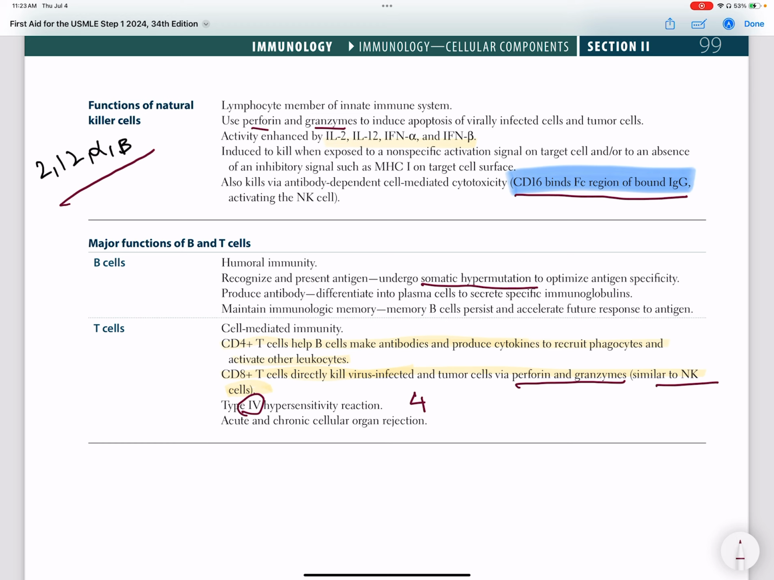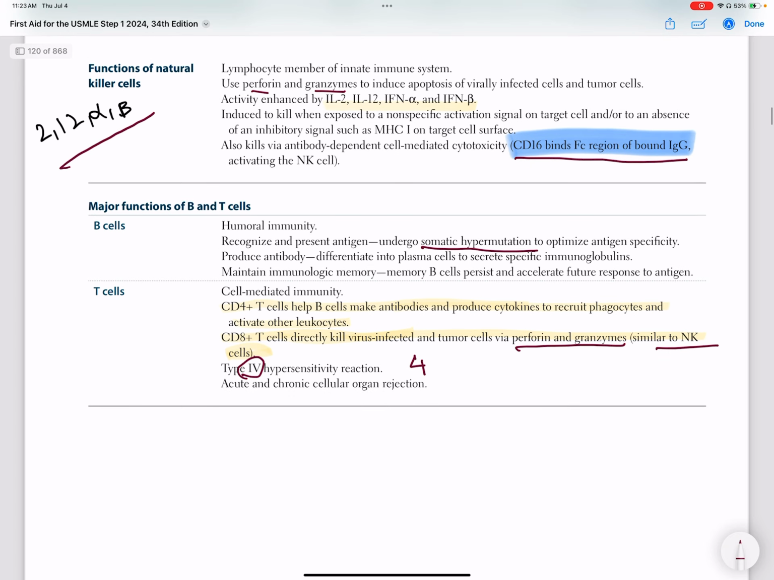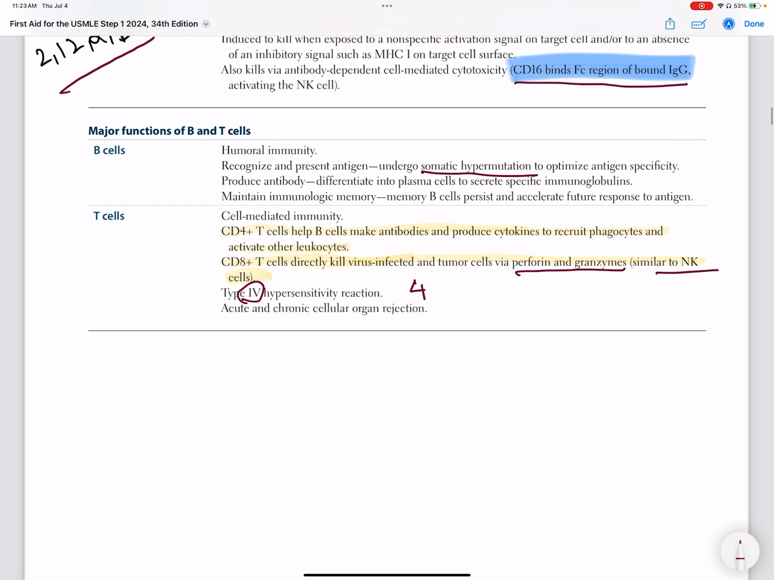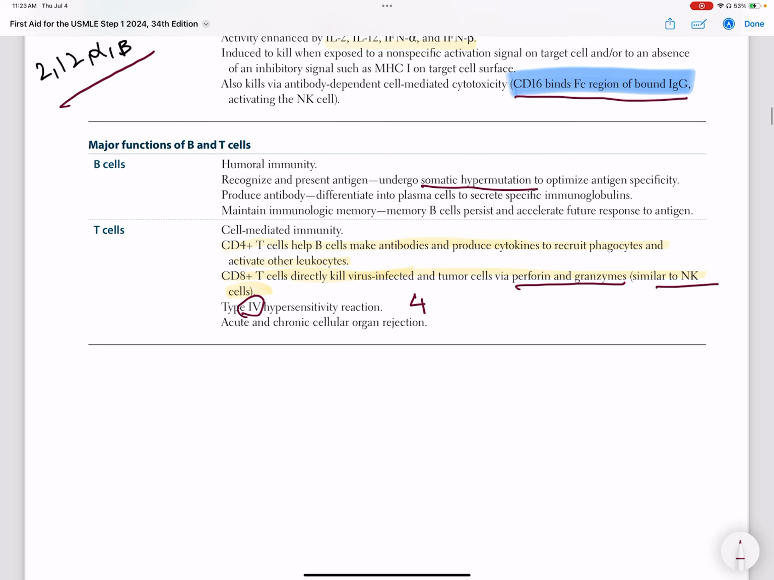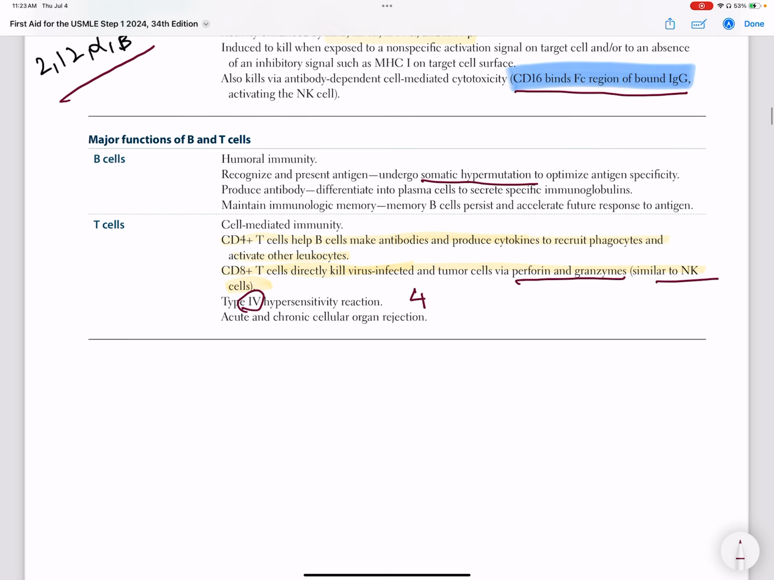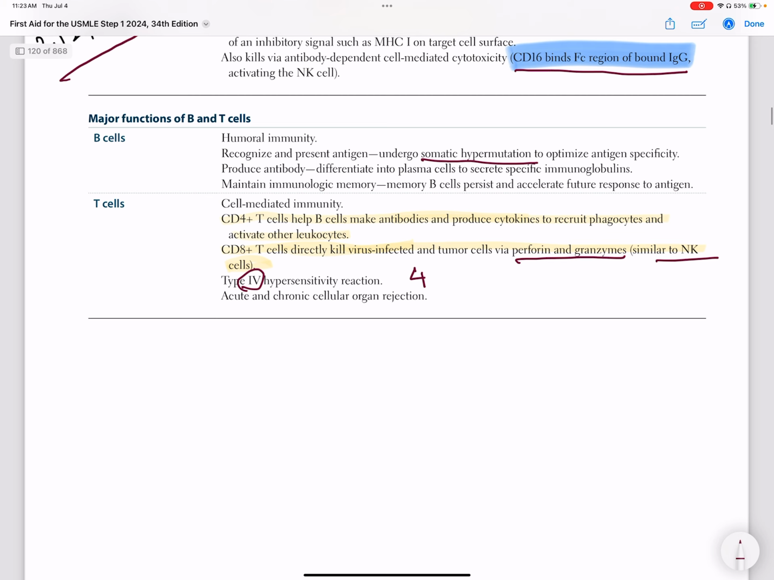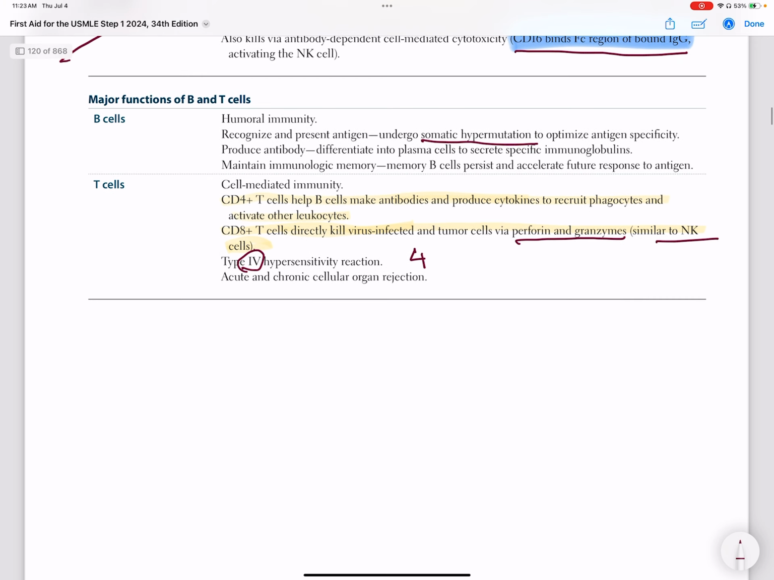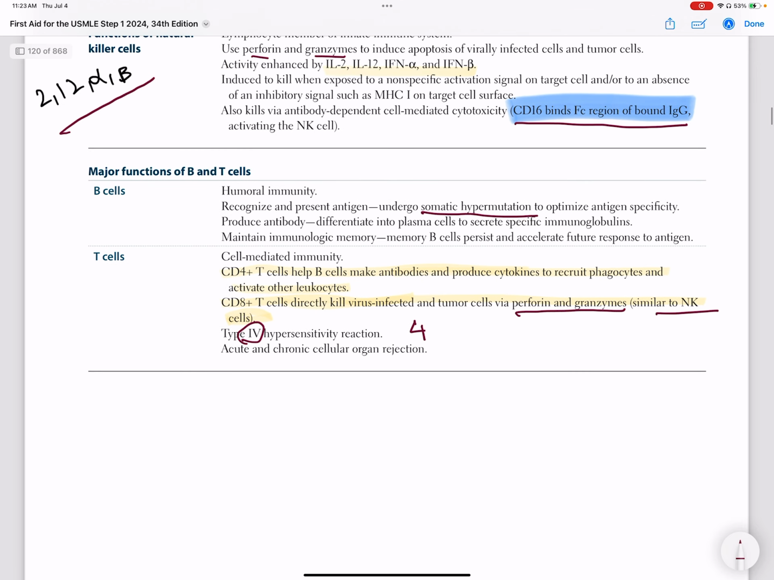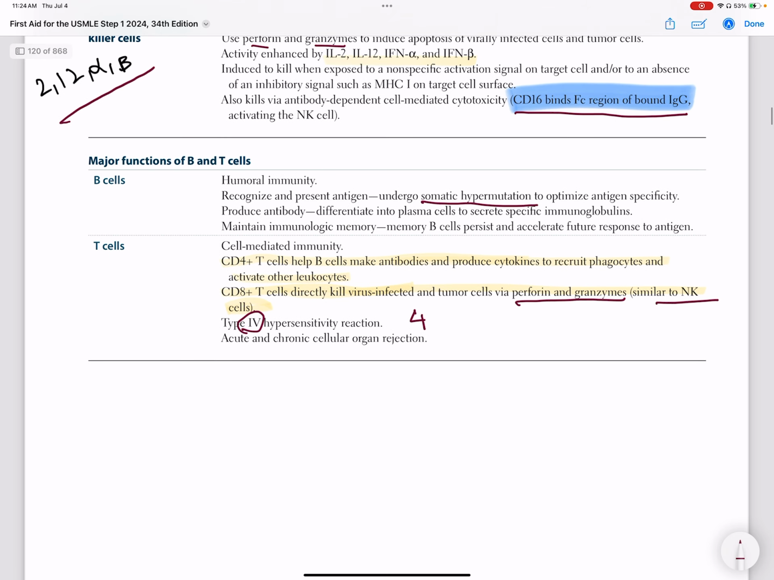Functions of the natural killer cells: lymphocyte, member of the innate system. Perforin and granzymes are the enzymes they use for apoptosis of virally infected cells and tumor cells. Activities enhanced by IL-2, IL-12, interferon alpha, interferon beta. Induced to kill when exposed to a non-specific activation signal on the target cell and/or to an absence of an inhibitory signal such as MHC I on the target cell surface. Also kills via antibody-dependent cell-mediated cytotoxicity. CD16 binds the Fc region of the bound immunoglobulin G, activating the NK cells.